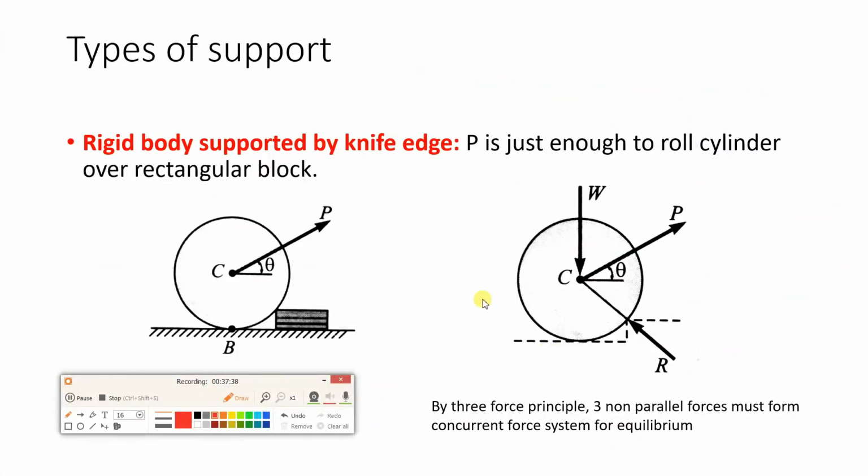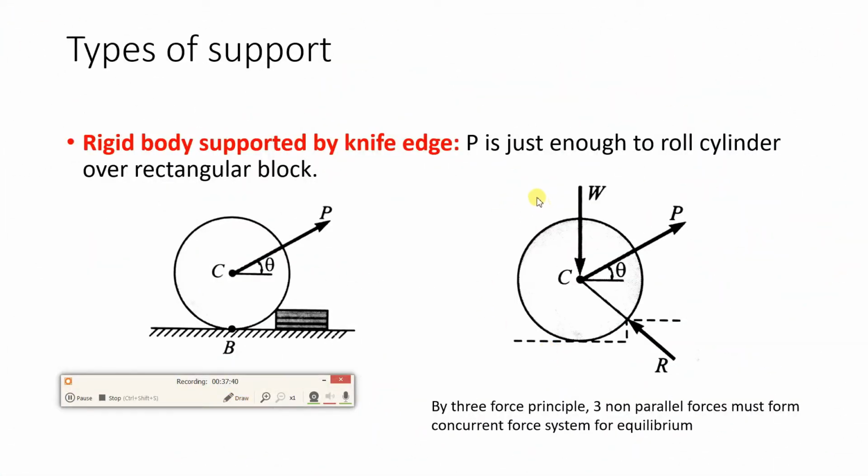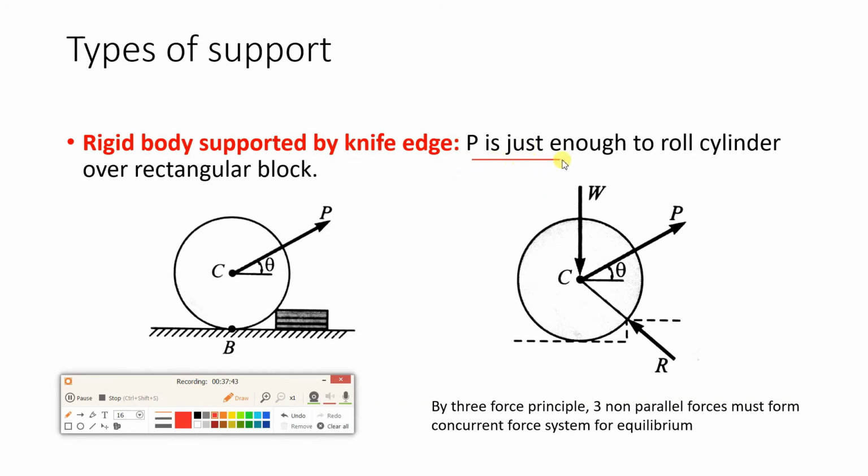Why is the normal reaction not there? Because what is written here? It is written that P is just enough to roll the cylinder over the rectangular block. So basically, when this P is applied, this cylinder is just about to roll, meaning here we are not considering normal reaction. That is the reason why we have not shown normal reaction over here. Okay, so only three forces are there, and by the three-force principle, these three forces will be non-parallel and they will form a concurrent force system. That is why R passes through the center only.